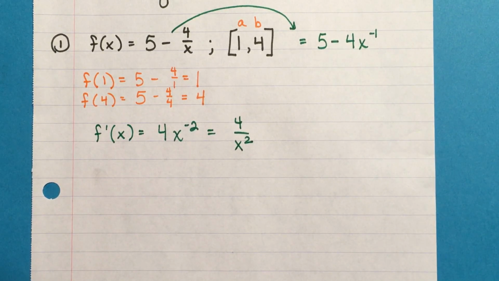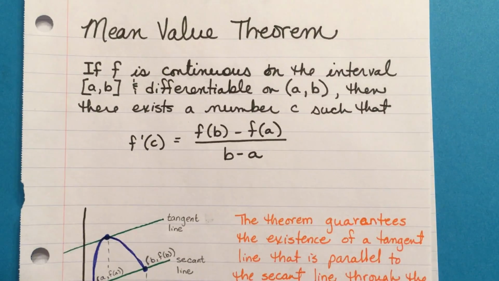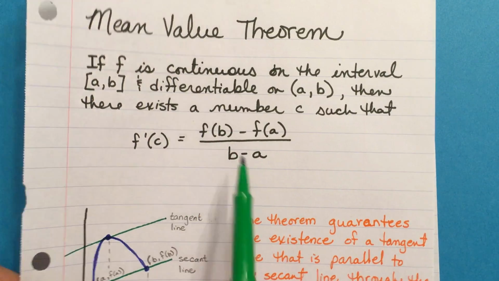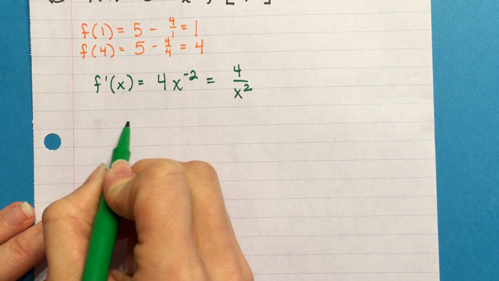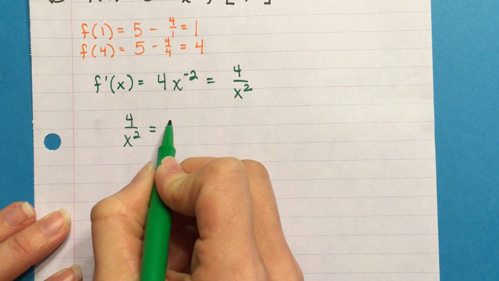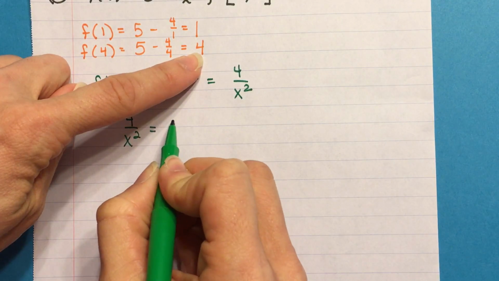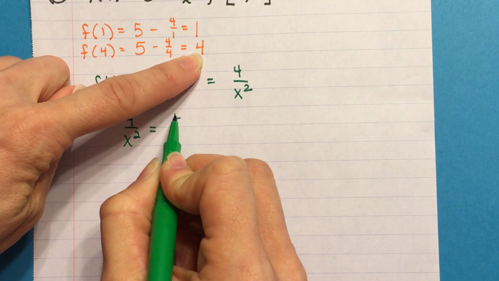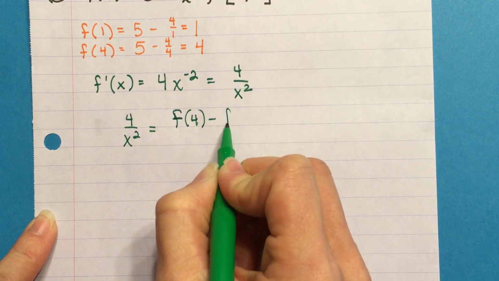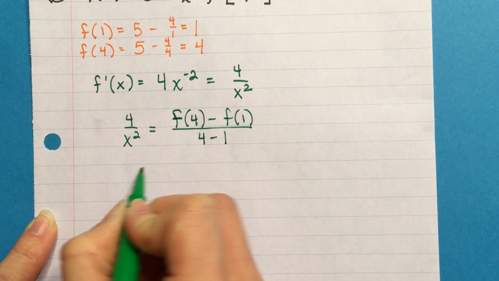Okay, so again, going back here to our rule, I can state that my derivative is equal to this. So I found my derivative to be 4 over x squared. And that would be equal to f of b, so that would be the 4. Here, let me just write it out. Let's say that would be f of 4 minus f of 1 over 4 minus 1.